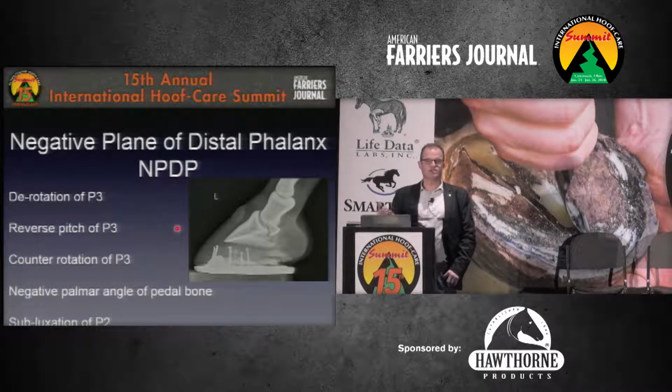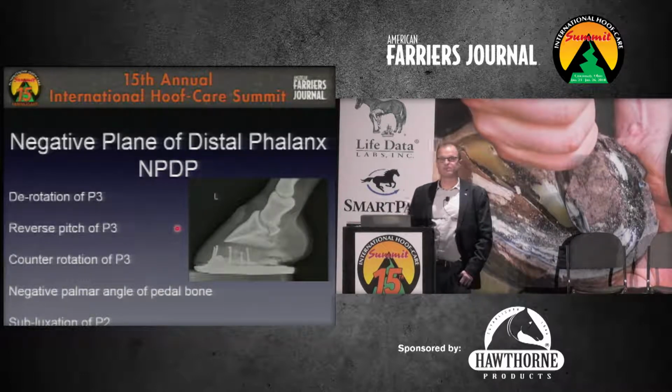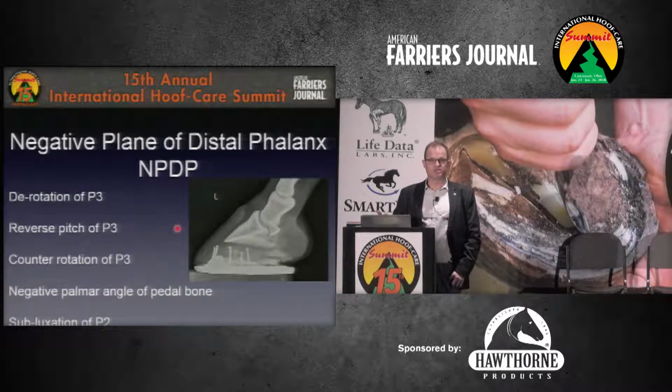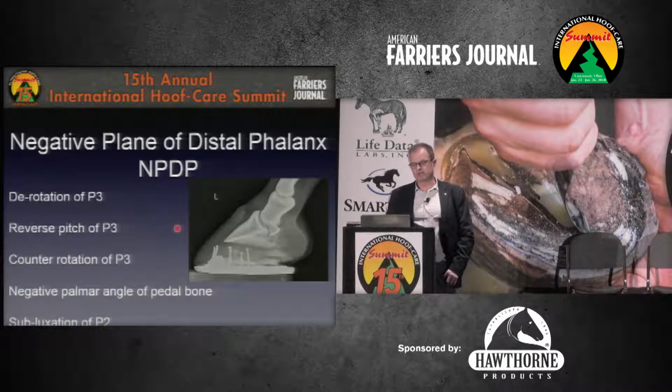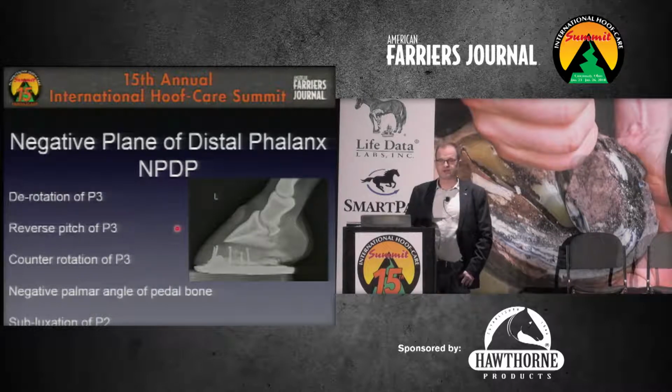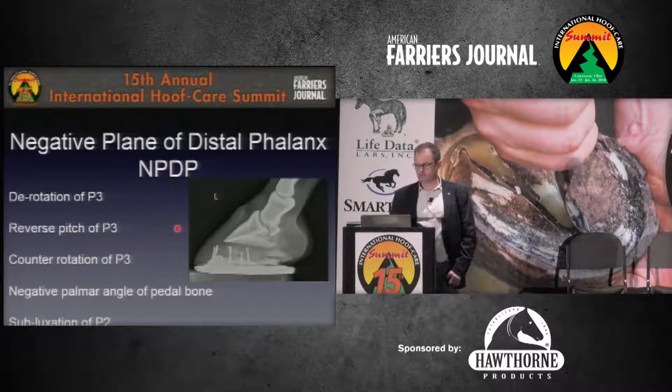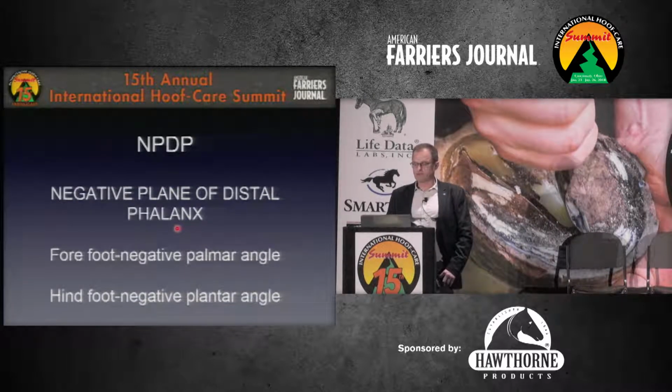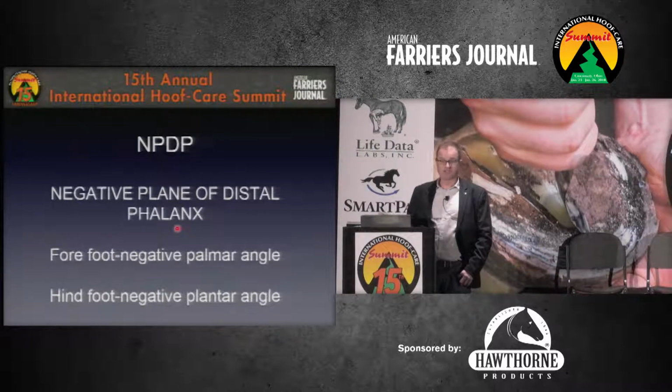So all this terminology we need to understand, the same as anatomical terminology. I think there are so many descriptive terms for negative plane of distal phalanx, but I'm going to call it negative plane of distal phalanx. Keep it simple. So, as I just said, forefoot negative palmar angle, hindfoot negative plantar angle.